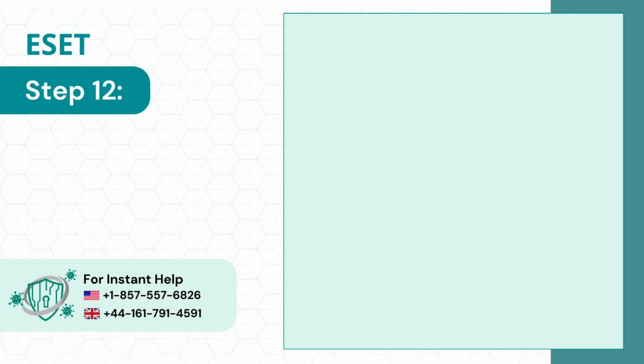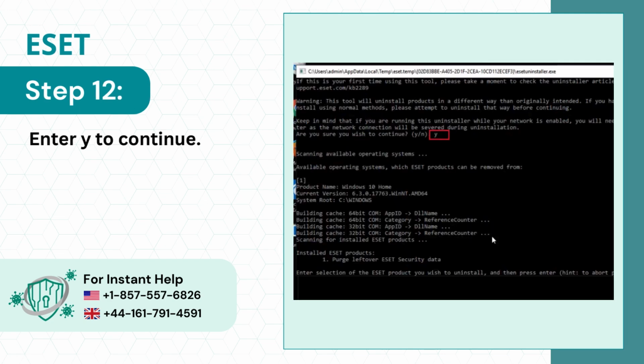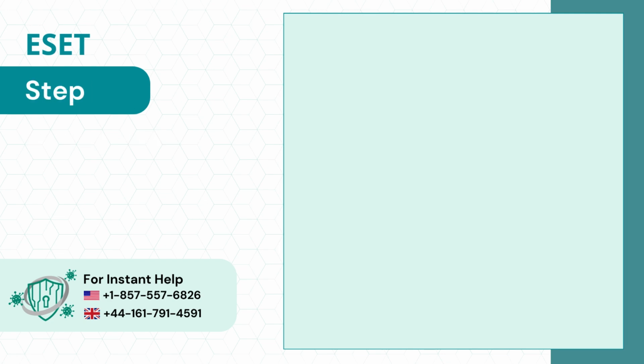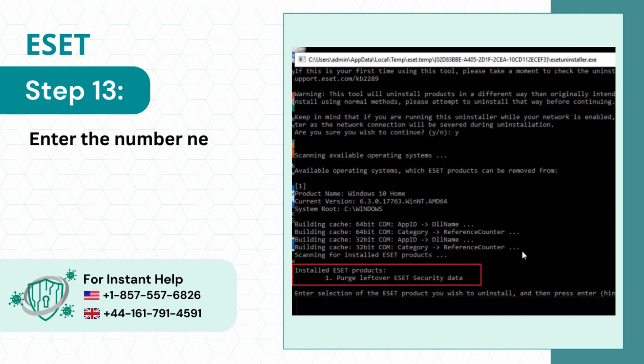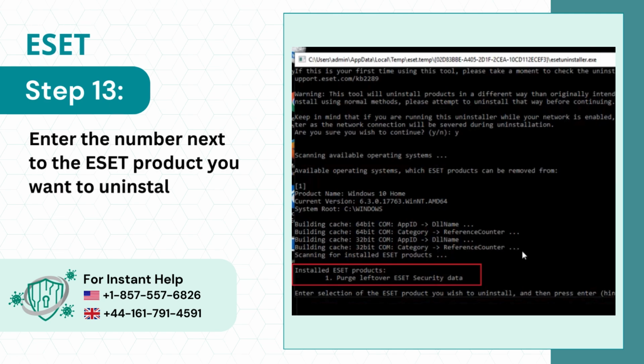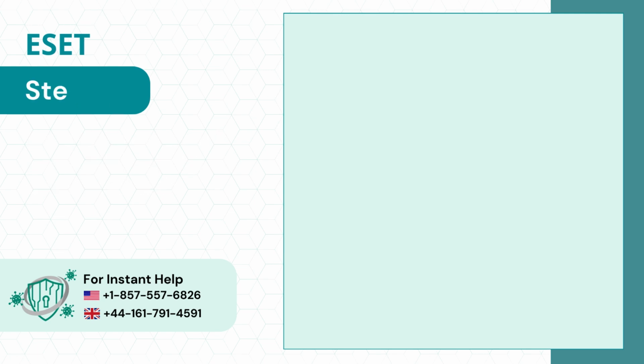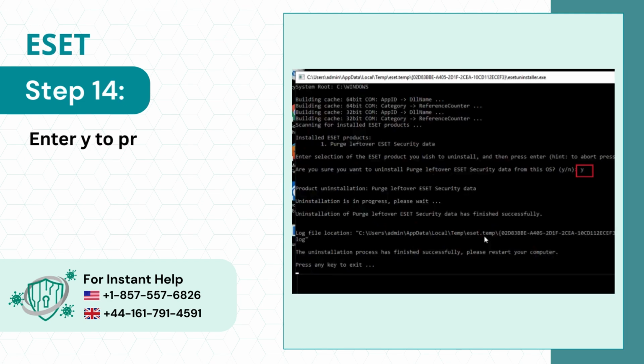Step 12. Enter Y to continue. Step 13. Enter the number next to the ESET product you want to uninstall. Step 14. Enter Y to proceed.